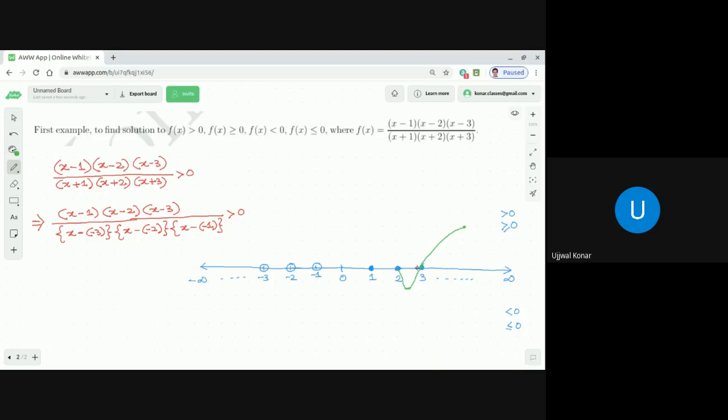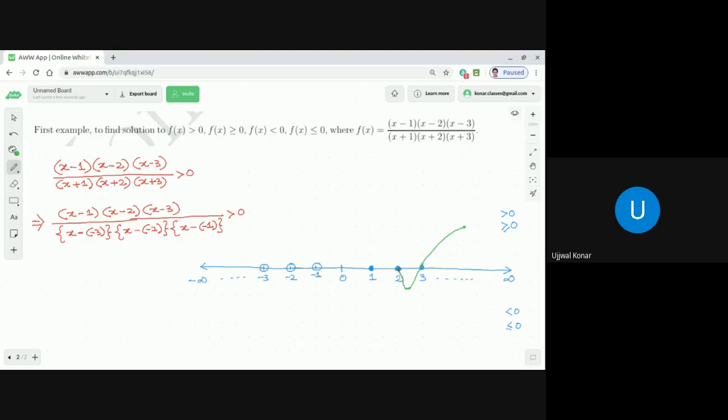Now what could have happened if the power is even? I should have jumped in the same number above the number line. I will show you by means of some other example later. In the next example, I will show you when the power is even. Then I come to below the number line, come up to the point 2.